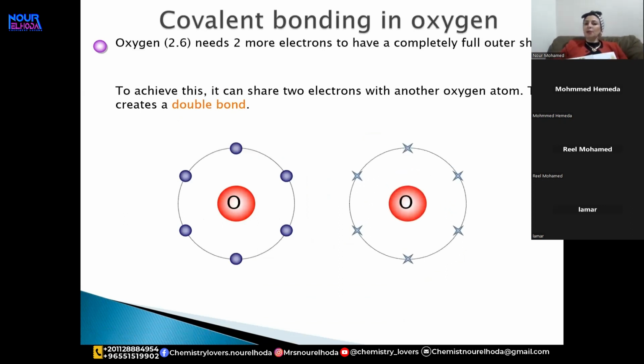I'm going to show you quickly more than one example, then we will move to the giant covalent and then metallic. Giant covalent and metallic, they're so easy. They're not going to take time. For this, oxygen is having 2, 6. So this means in the outer shell, it's having 6 electrons.